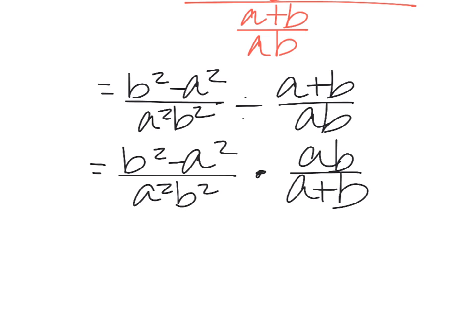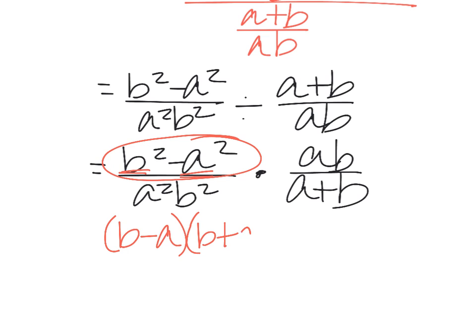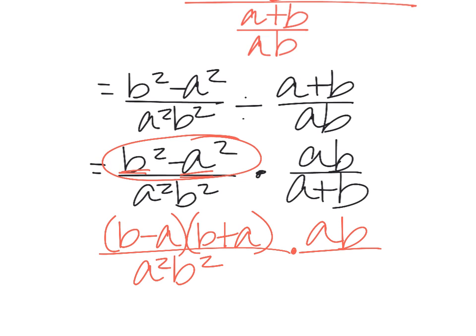Now we want to factor, all right? So if we're looking at this right here, we've got difference of squares. This is our first one, this is our second one. So we can factor this out and say b minus a, b plus a, okay? Over a squared, b squared, times ab over a plus b.